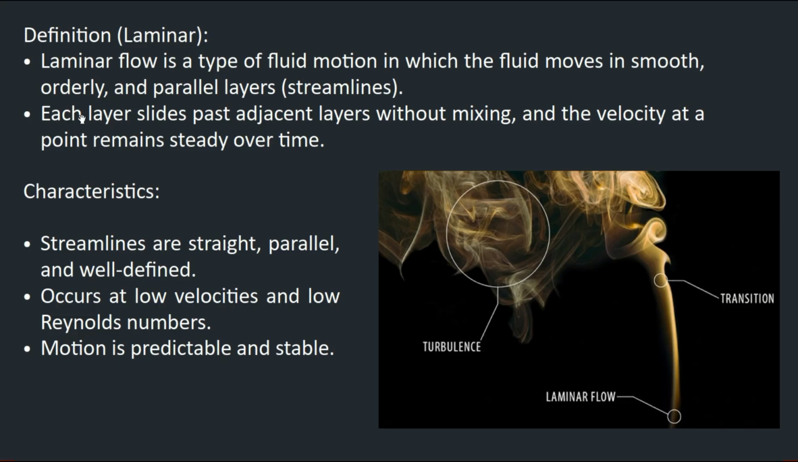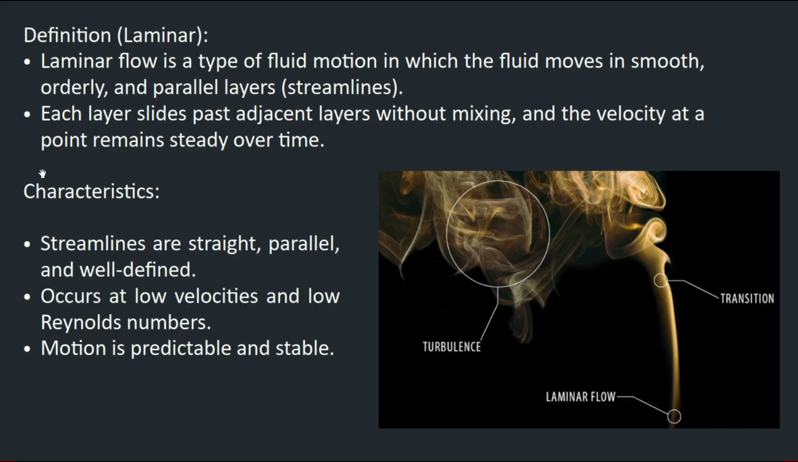So let's look at laminar flow now. Laminar flow is a type of fluid motion in which the fluid moves in smooth, orderly and parallel layers. So this is nothing but your streamline. We're talking about the streamline, how the particle moves. Example, if you take an agarbatti, that's the best example. So you have a steady flow over here. These are smooth, orderly, parallel layers of particles moving up. So from here till almost over here, you have laminar flow.